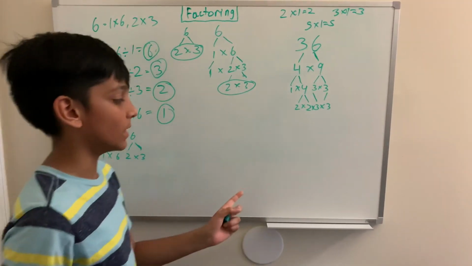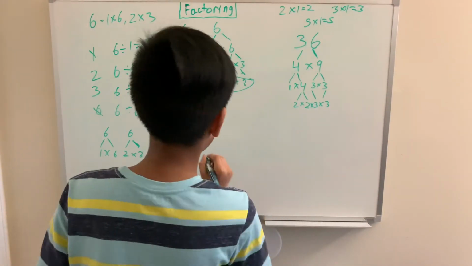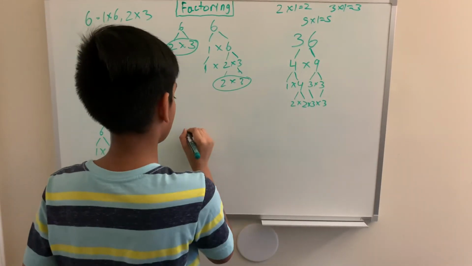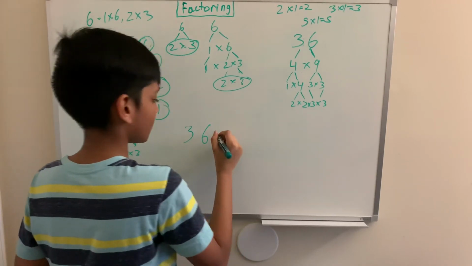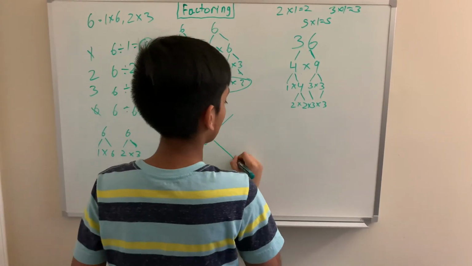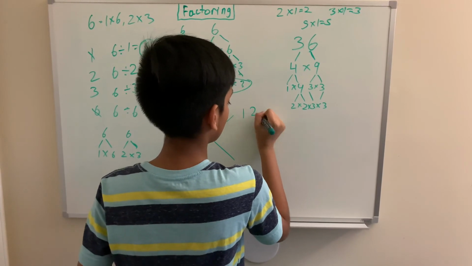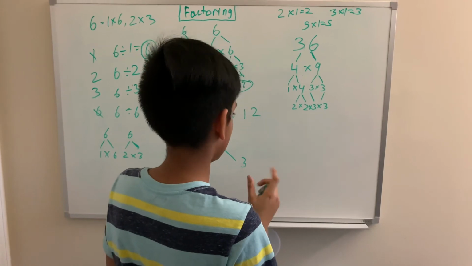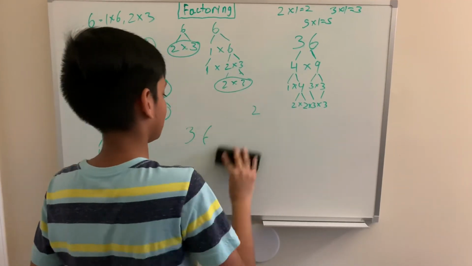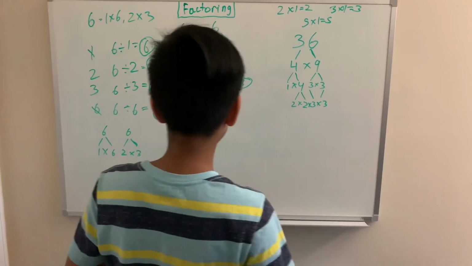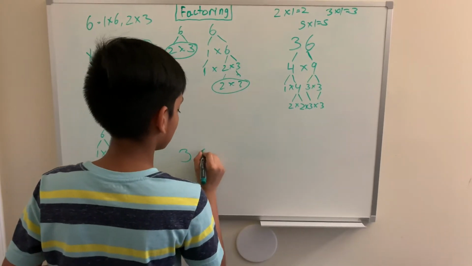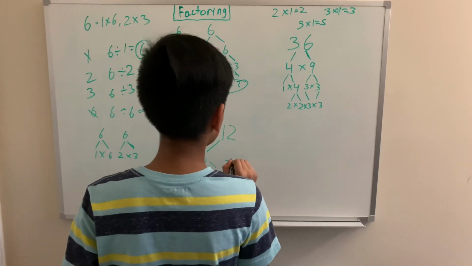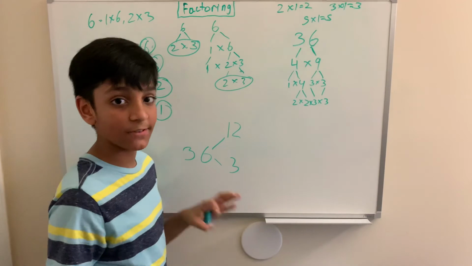Now let's do another one of those. Now let's do it horizontally, actually. So now we can do 36 again. 36 can also go into 12 and 3. It's a bit high, it'll crash into that. So let me just write that again a bit lower. 36 can go into 12 and 3. So 3 is already a prime number. We can leave that alone.